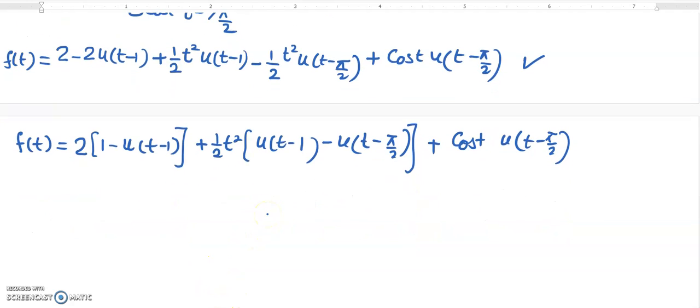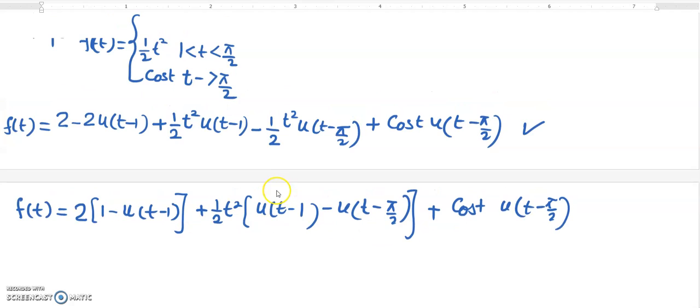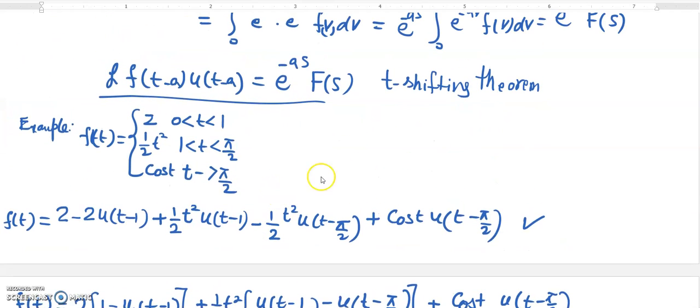Okay, so now what I want to do is find the Laplace transform of the function. Now I want to find the Laplace transform of this function. And for this I may be using the t-shifting theorem. But for the application of the t-shifting theorem, I need to write each term of this function in terms of the shifted function. Only then can I apply the t-shifting theorem.